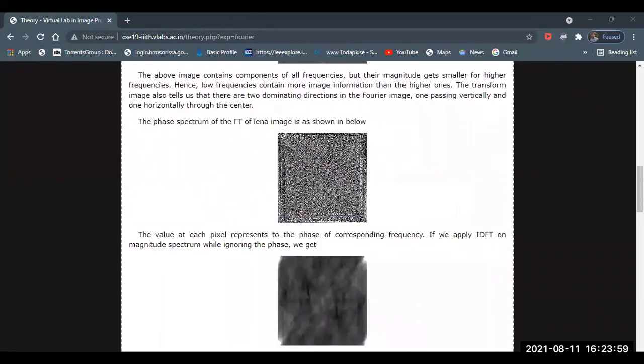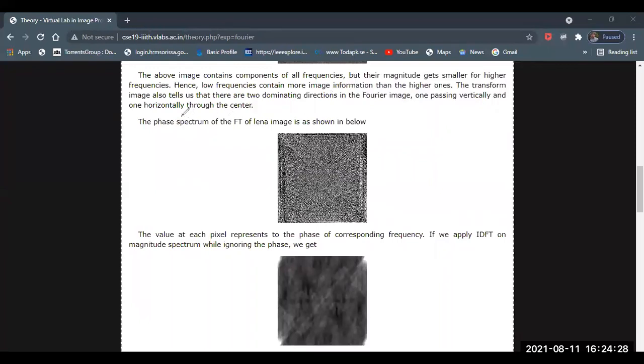Okay, so let us continue. So what happened? The above image contains the components of all frequencies, but the magnitudes get smaller for higher frequencies. The image consists of all the frequency ranges, but the magnitude is much smaller for the higher frequencies, hence the lower frequencies contain more image information than the higher.